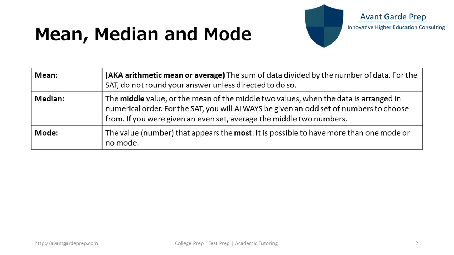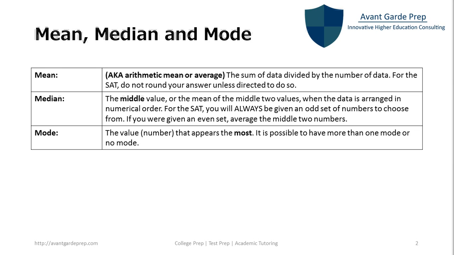Mean is just another way to say average. For any set of numbers, the mean is calculated by adding all the individual members and then dividing by the number of members. The median, on the other hand, refers to the actual middle value when the numbers are arranged in numerical order. When finding the median on the SAT, you will always be given a set of numbers that have an odd number of members, so there's always a middle value.